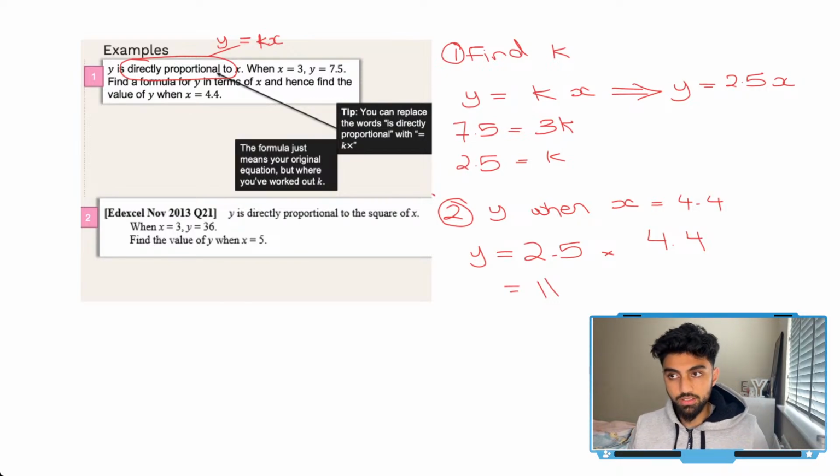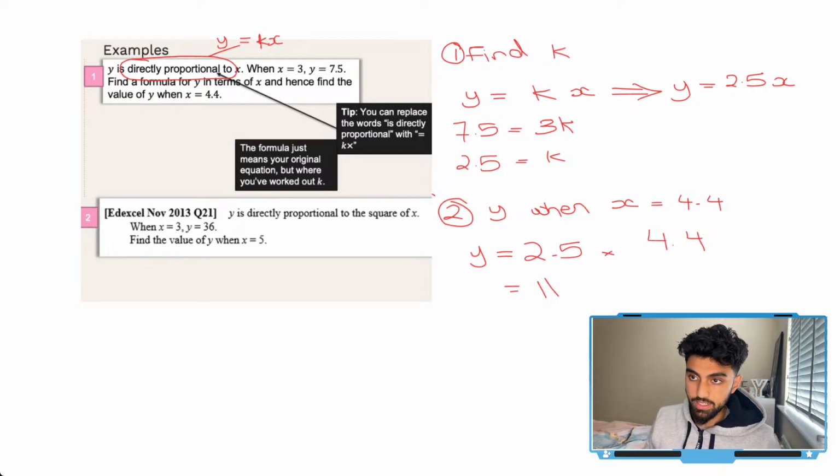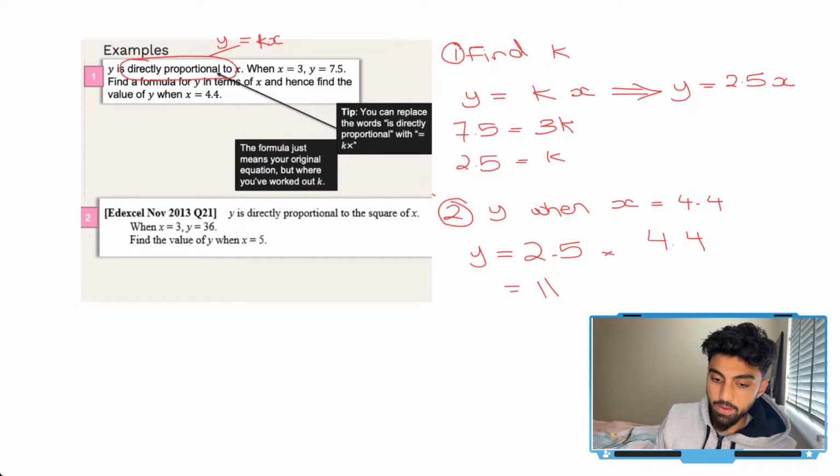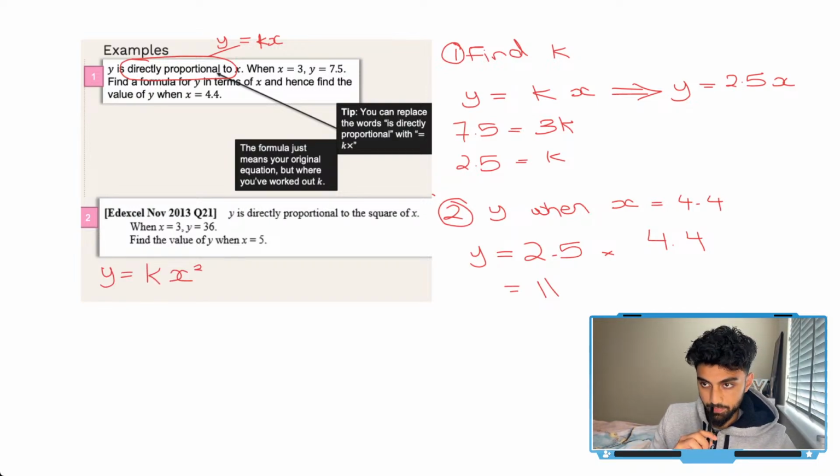Okay, so it says y is directly proportional to the square of x. When x is equal to 3, y is equal to 36. This time, what's different? Thank you so much for your answer, Abdullah. Let's go through it and double check. This time we have y is directly proportional to the square of x. So if we translate it mathematically, we're talking about y being equal to k times x squared, because it says square of x. So y equals kx squared.